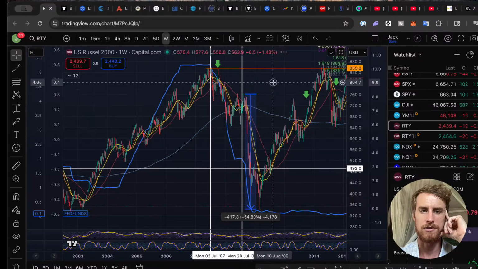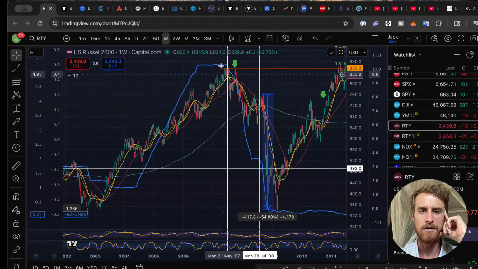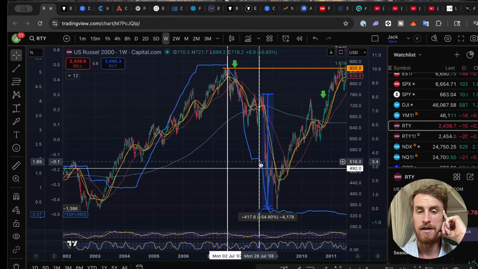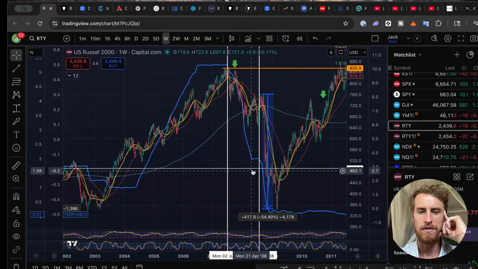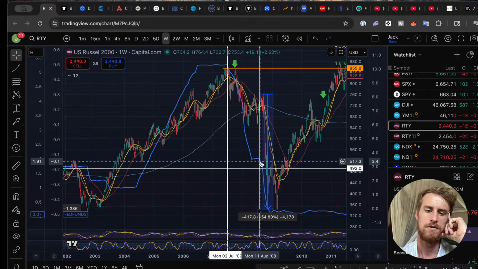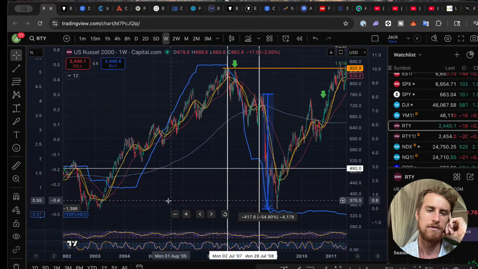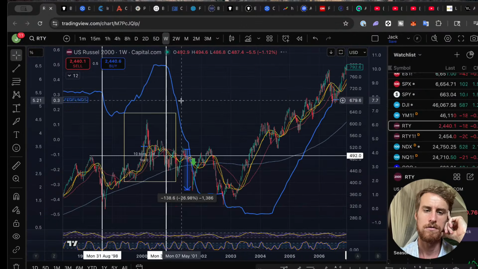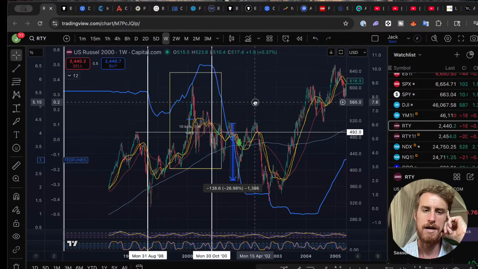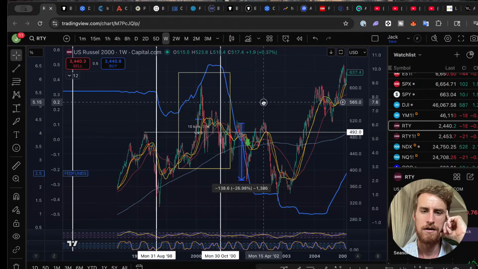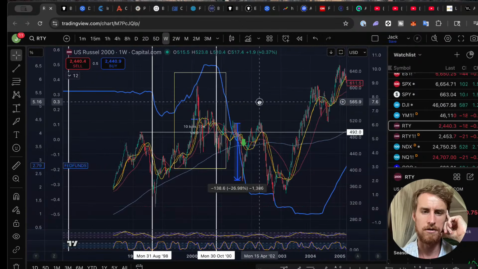And then another time in history, we had a cut, we had a pause, then cuts, and then another pause. And then they started cutting. They just started cutting like we are now. 54% dump. All right, so this is why I am on caution. I'm on red alert.